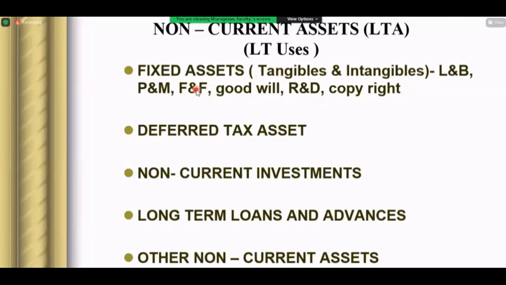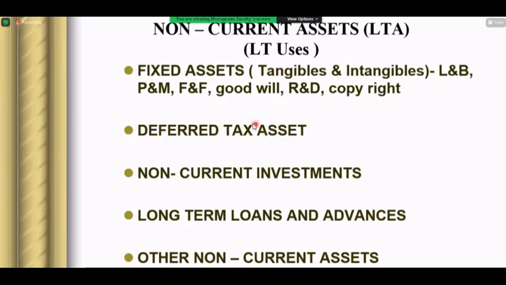Fixed assets, I think all of you know. Fixed assets are again tangible and intangible. Tangible means physical. You can see the goods. Land and building, you can see. P&M, you can see. Furniture and fittings, you can see. But goodwill you cannot see, so that is why it is intangible. R&D you cannot see. Copyright you cannot see. So these are non-physical or intangible assets. Any name you give, you understand.